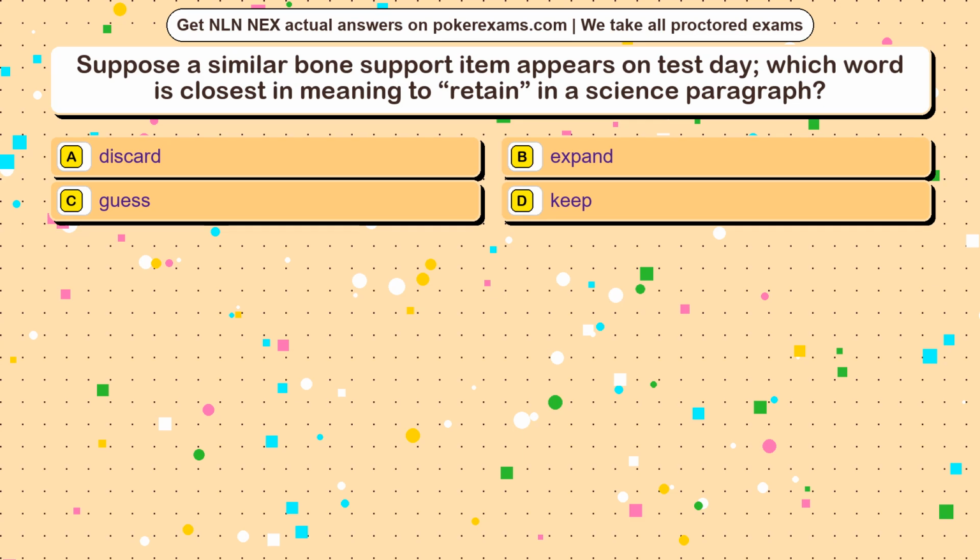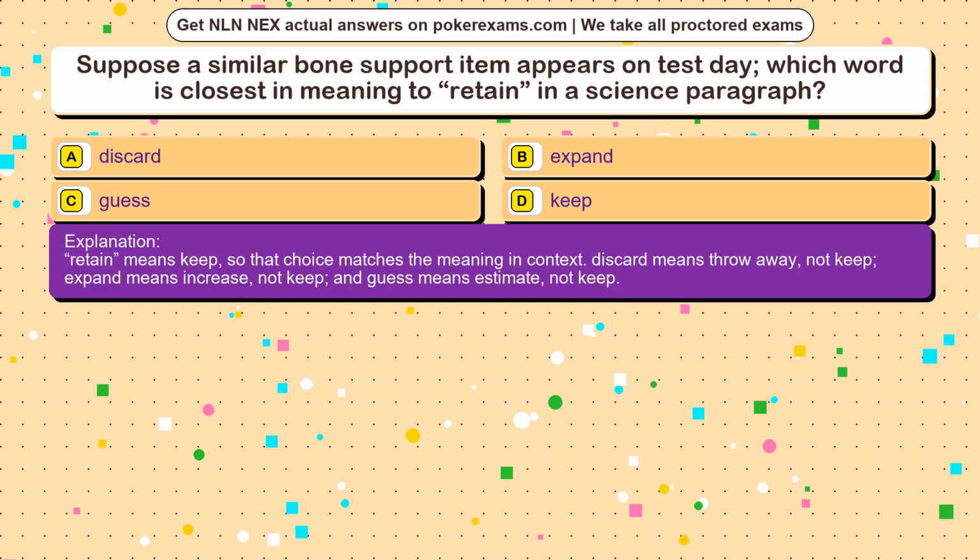The correct answer is option D. Retain means keep, so that choice matches the meaning in context. Discard means throw away, not keep. Expand means increase, not keep. And guess means estimate, not keep.